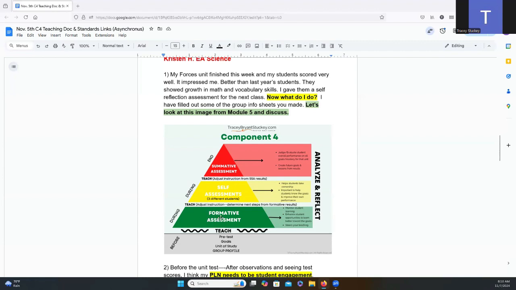So she did her formative. She taught again, adjusted her instruction. They thought about how they were doing on it. She taught again, and she finally had a summative, which went really well. Now, these are the things over here on the right that the assessor's really looking for you to do within the assessment. It's a lot of what I just went over with Ellen on the last question as well. But Kristen's question now is, now that she has all of this done, what do I do?